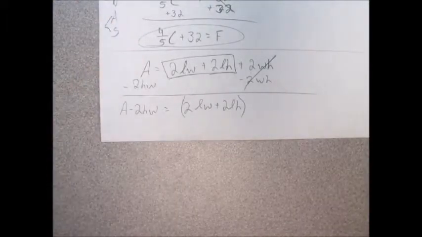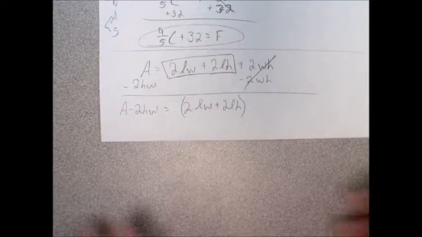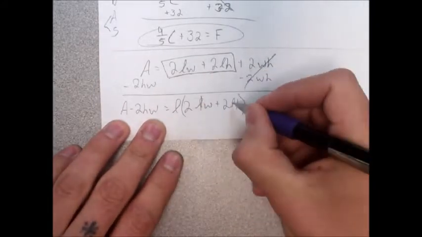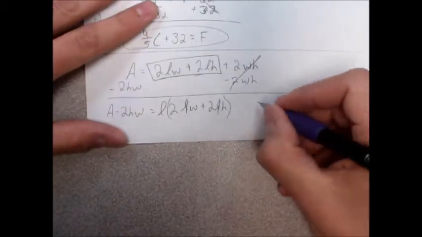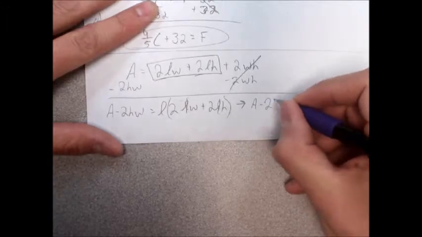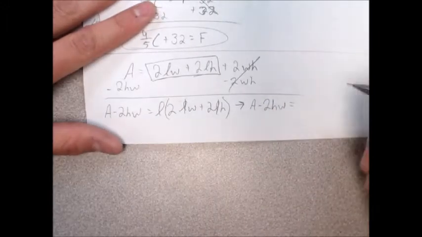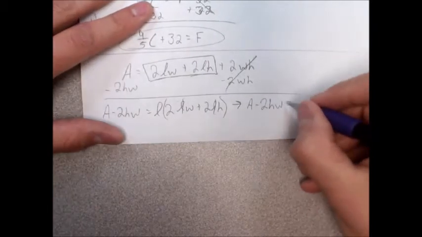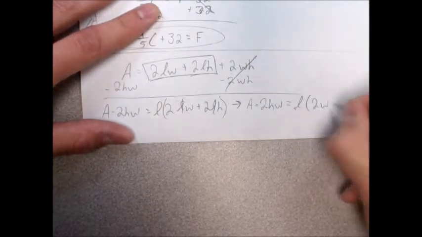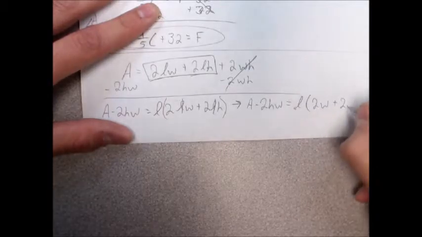But what do I want by itself? I want L by itself. But if I factor out a 2L, now I have a 2 next to my L again. So I'm not going to factor out 2 and L, just because I think it'll get rid of a step. So if I factor out an L, it'll get rid of this and get rid of this. So I'm going to rewrite it so that we can look at it. So we have this translated is A minus 2HW equals, I've now factored out the L, so the L is on the outside, and I have 2W plus 2H.